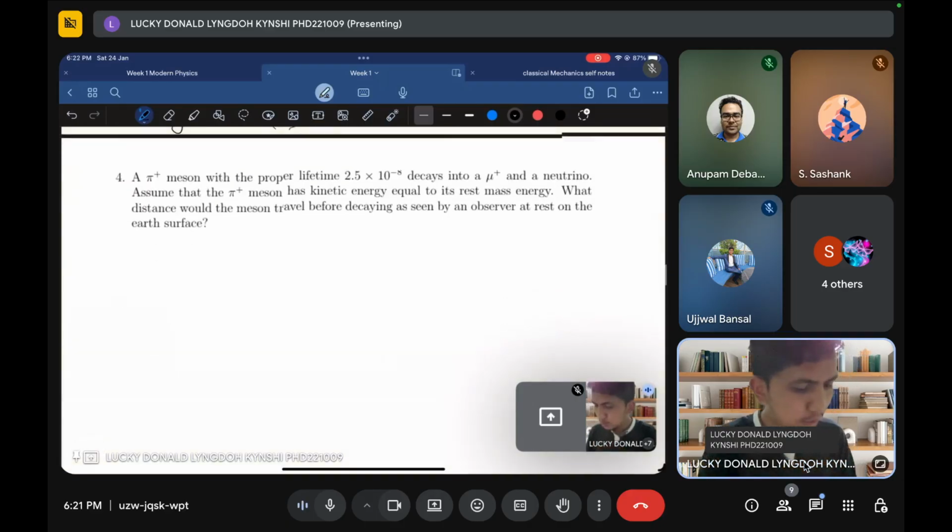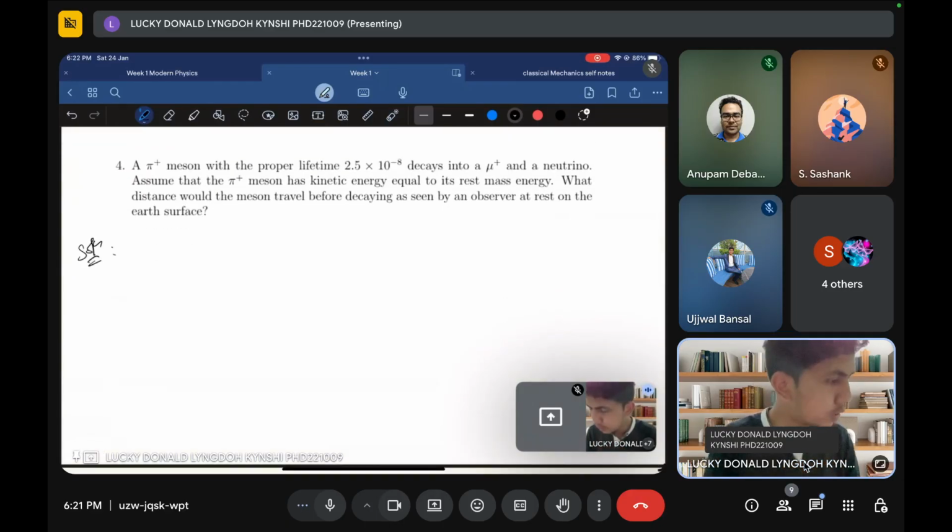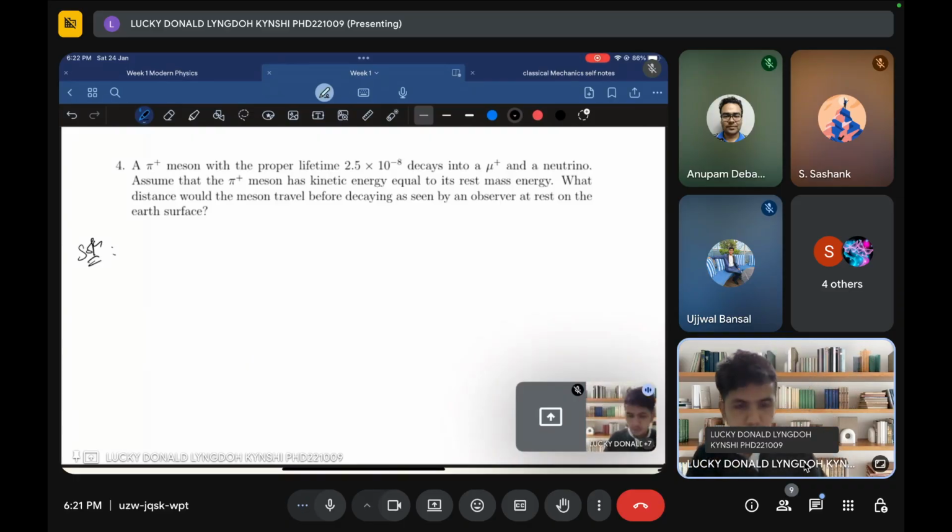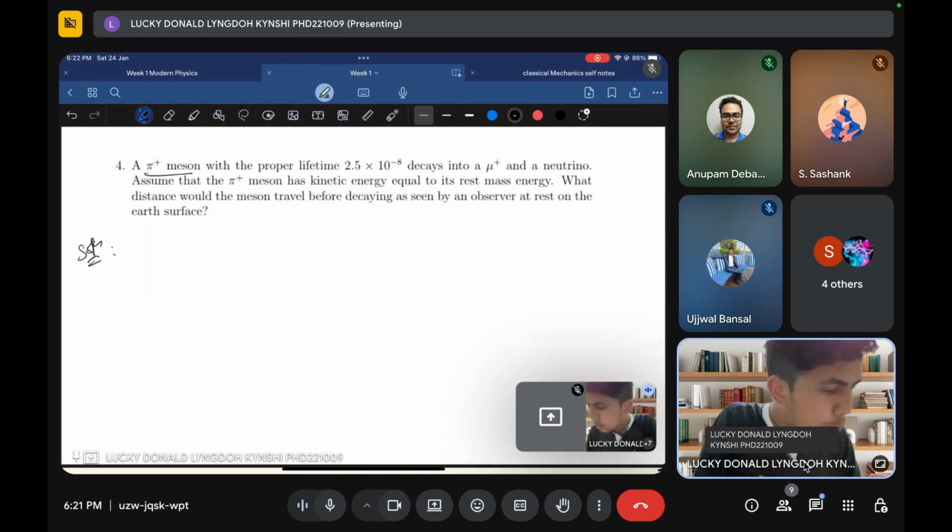Okay, so let's solve this one first. Equation number 4, solution number 4. The problem: a pi meson with a proper time T naught equal to 2.5 times 10 to the power minus 8 decays into a mu and a neutrino. Assuming that the pion has a kinetic energy equal to its rest mass energy, what distance would the meson travel before decaying, as seen by the observer at rest on the earth's surface?